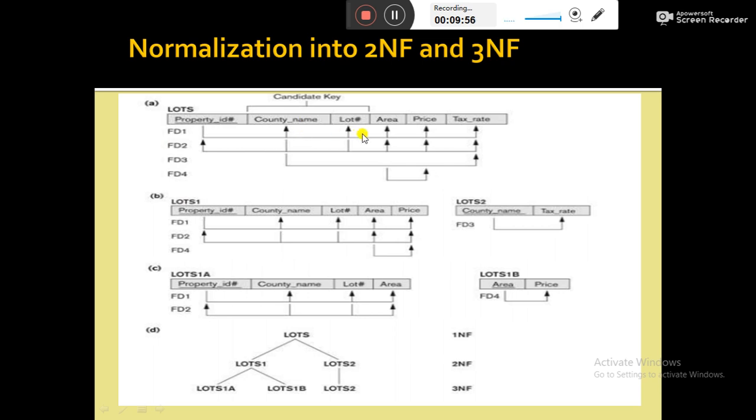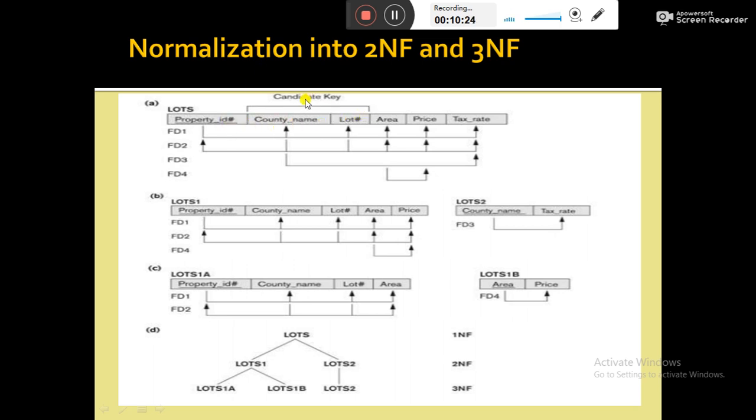Within each county, the total land is divided into specific lots, identified by lot number. So a particular county, say Glamorgan, is divided into multiple lots. So lot number is lot 1, lot 2, lot 3, like that. But a lot number alone is not a primary key, whereas property ID is a primary key.